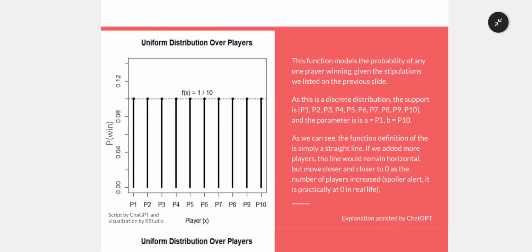As we can see, the function definition is simply a straight line. If we added more players, the line would remain horizontal, but move closer and closer to 0 as the number of players increased. Spoiler alert, it is practically at 0 in real life. It is never a good idea to play the lottery.